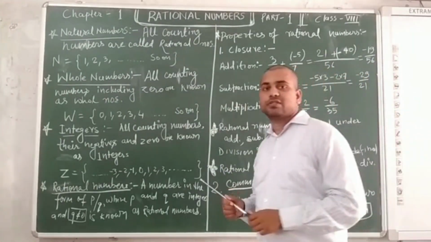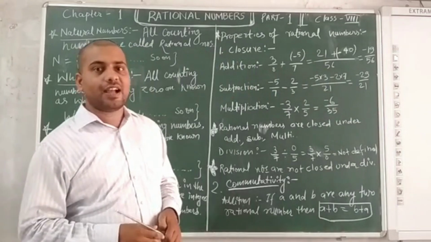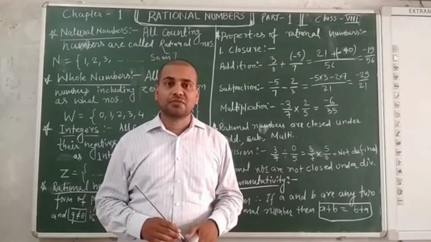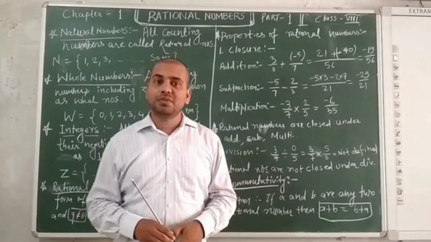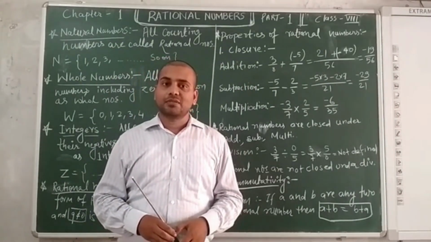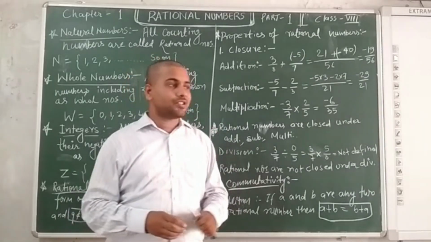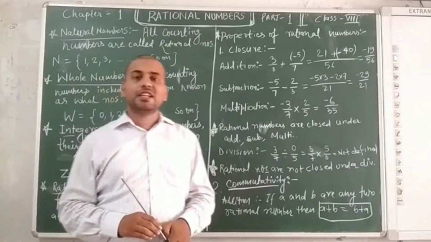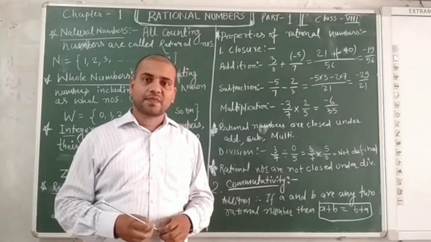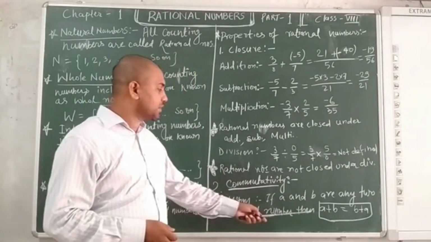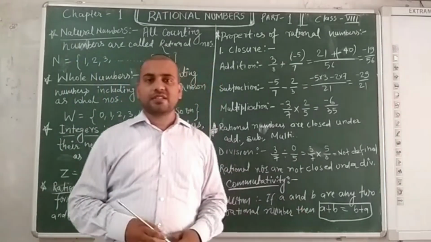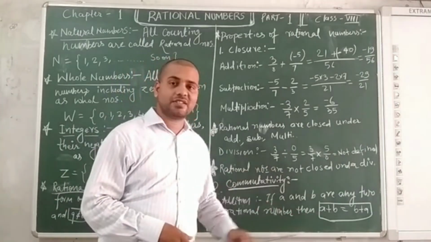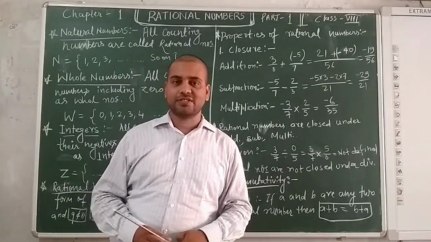Our new topic is commutative property. Again we will do the same process for addition, for subtraction, for multiplication and for division. We will check whether it is satisfying or not. So in case of addition, if a and b are any two rational numbers, then a plus b will be equal to b plus a. We will see with one example whether this relation is satisfying or not. Okay.